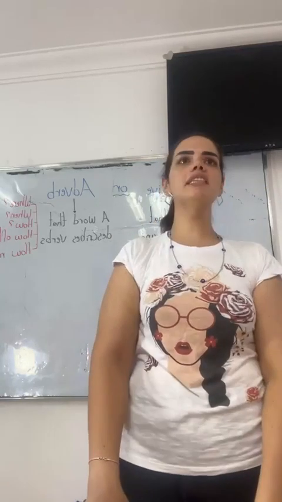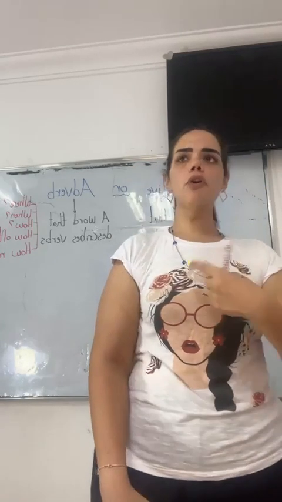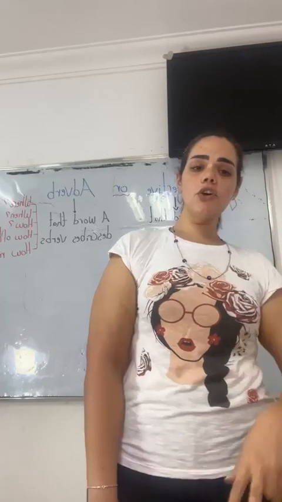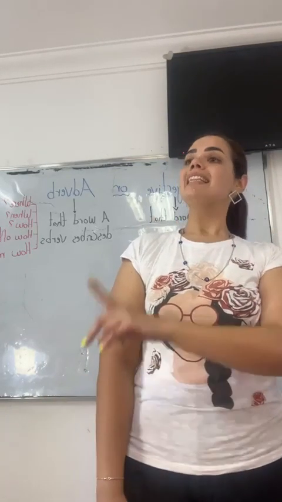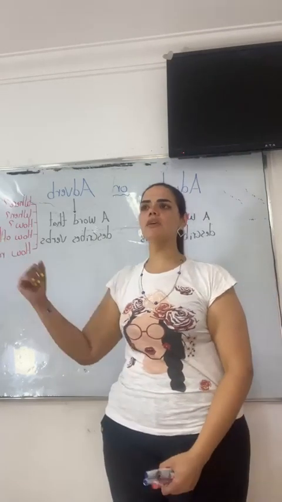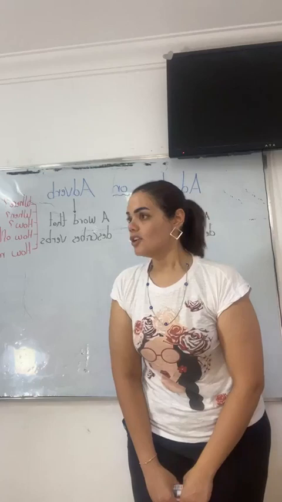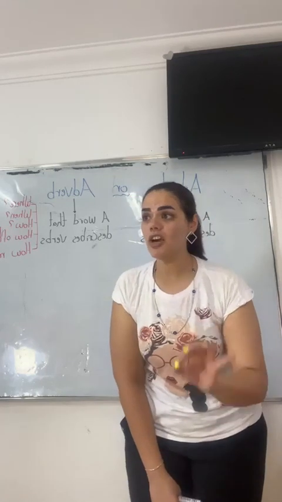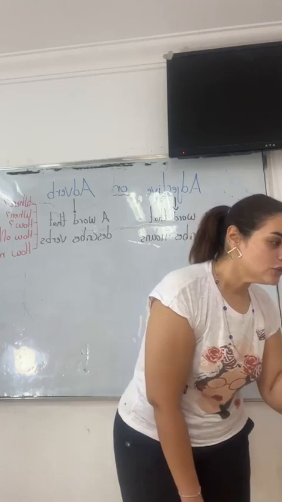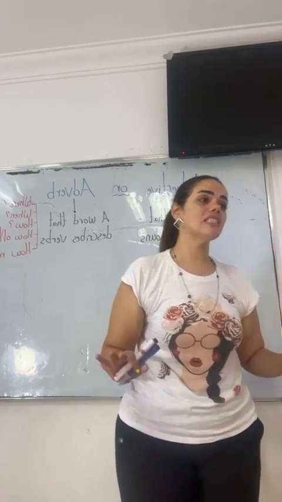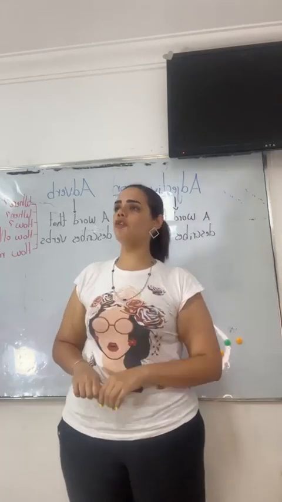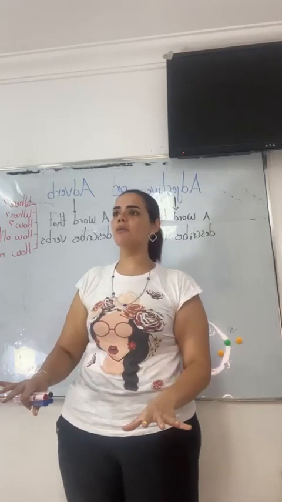So, the adverb can describe when the verb is done, where the verb is done, like come here. What is the adverb? Here. Great job. Go there. What is the adverb? There. I go downstairs. What is the adverb? Downstairs. Great job. He is outside. What is the adverb? Outside. You got the point? Because I am describing where the verb is done. So not all adverbs end with ly. There are a lot of adverbs, and today this is going to be our lesson.